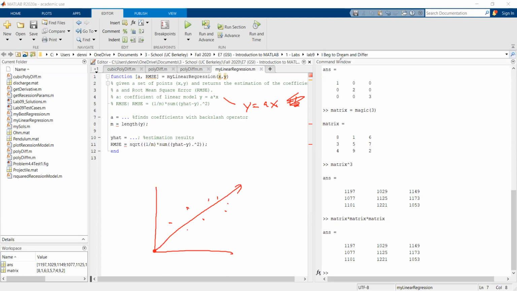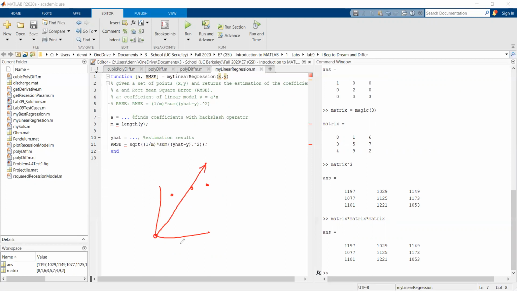So even if our points are like this, even if they may form a straight line through some y-intercept, we need to start at the origin. So this will still be a best fit line. It won't pass through all the points because we need to pass through the origin. So that's just a conceptual thing.